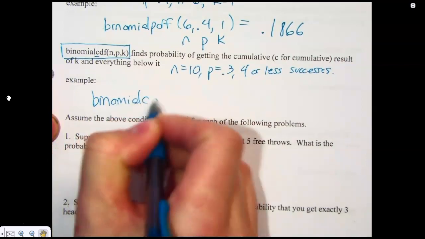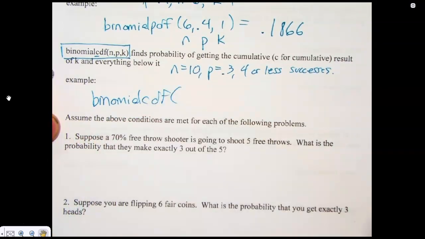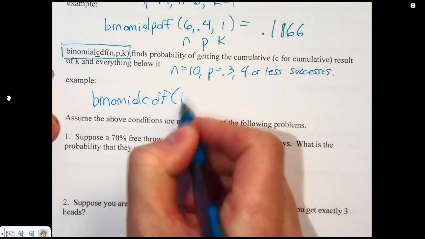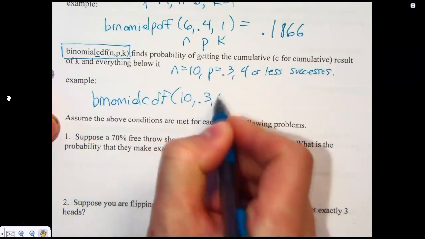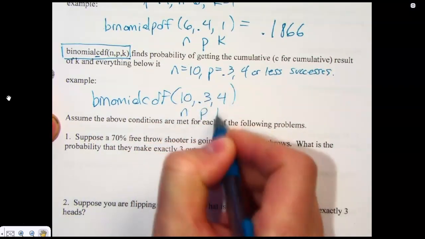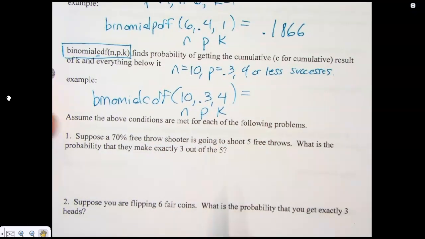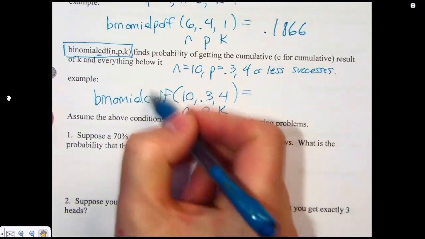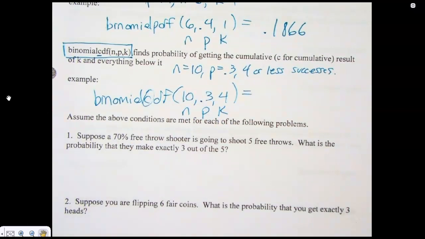The CDF can be confusing at times, I will admit. But you're still going to do the same thing. N, P, K. You're going to label. And then that finds 4 or less. Because of the C, it's cumulative. So it finds that number and everything below it. When you write it out, you actually have to label which one. Yes. So the CDF is right below the PDF in the menu.